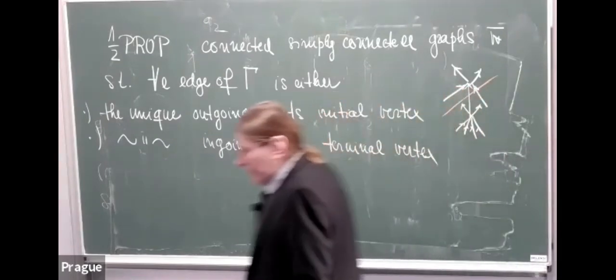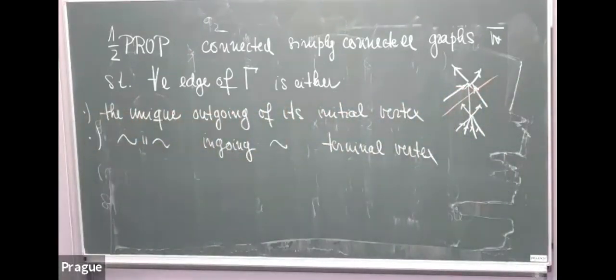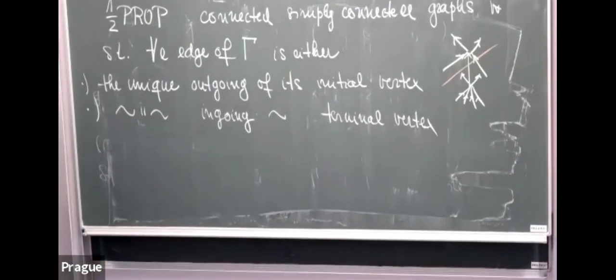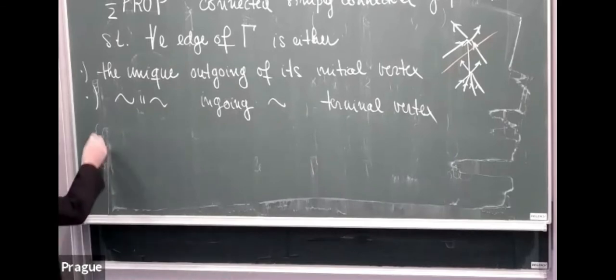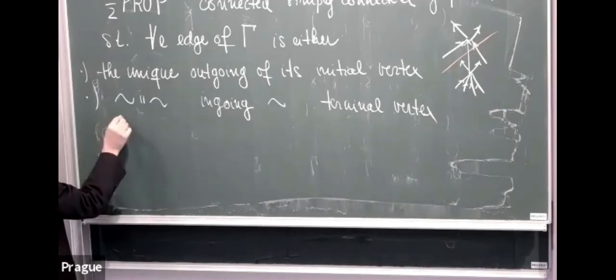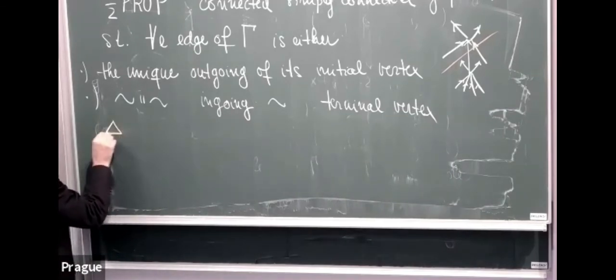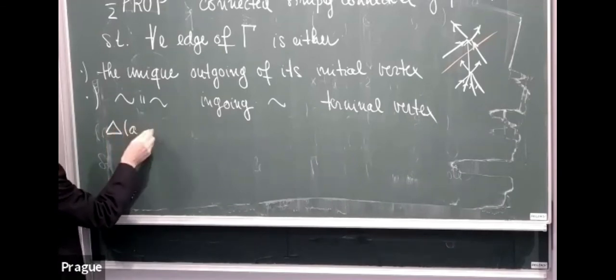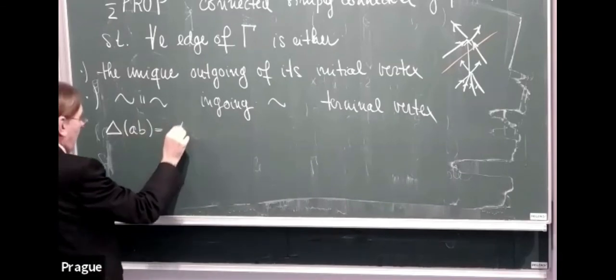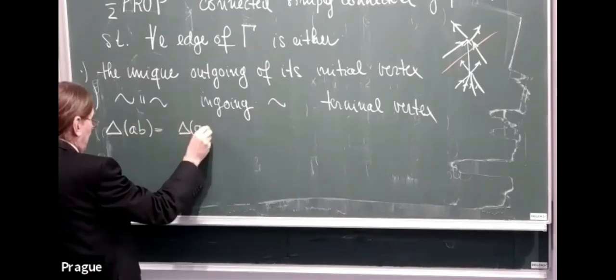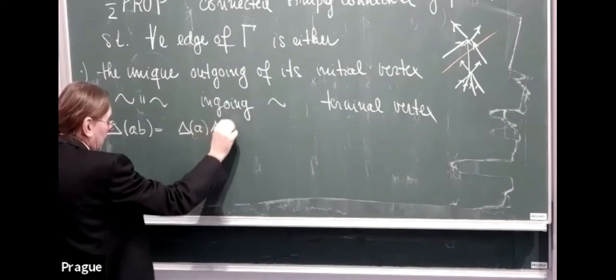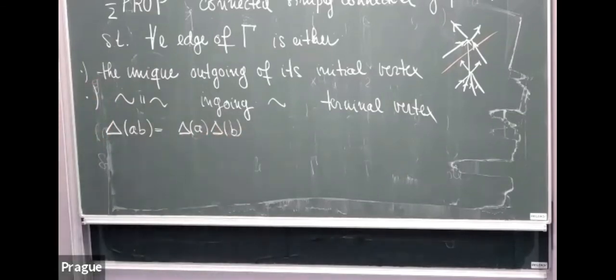And what are these half props good for? Okay, so everyone knows what a bialgebra is. A bialgebra is a structure with multiplication and co-multiplication, which are associative and co-associative, and basically they commute with each other in the following way: A delta B, and these are objects over properads.